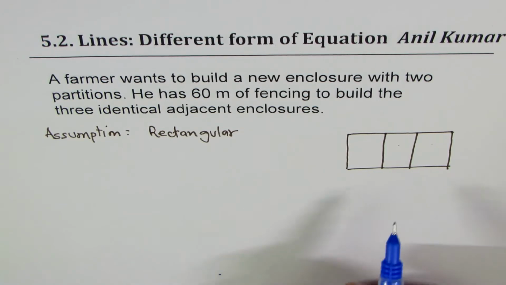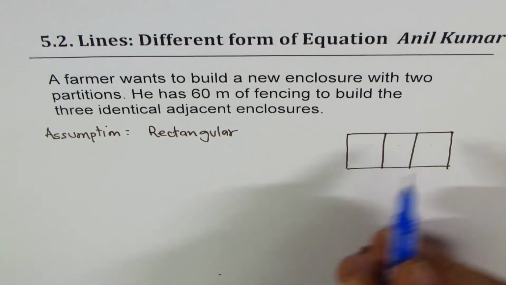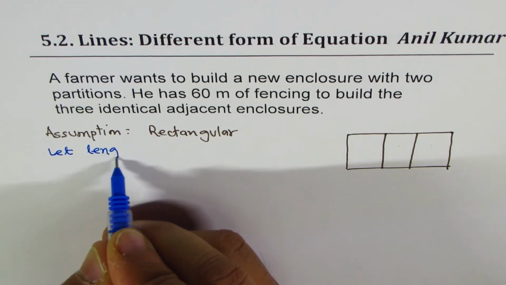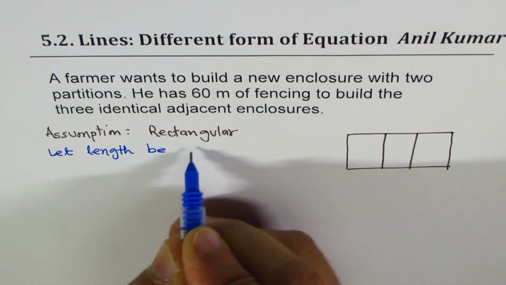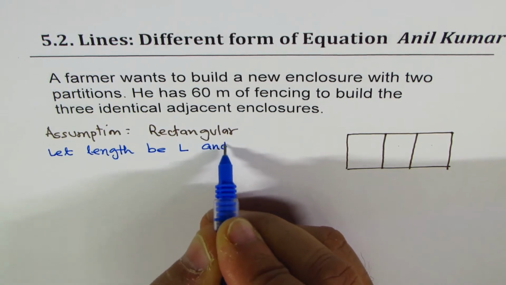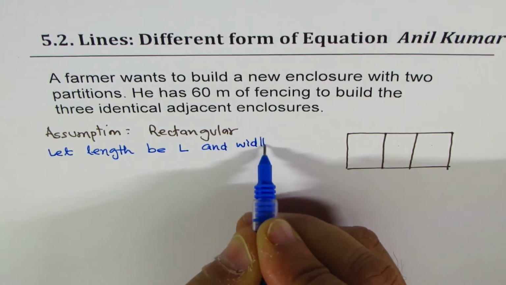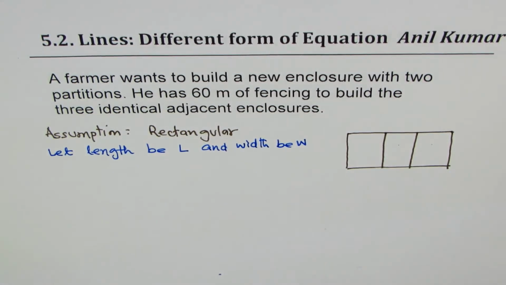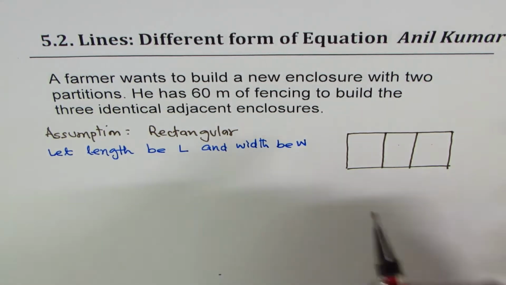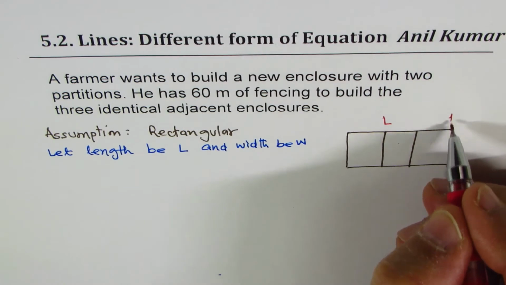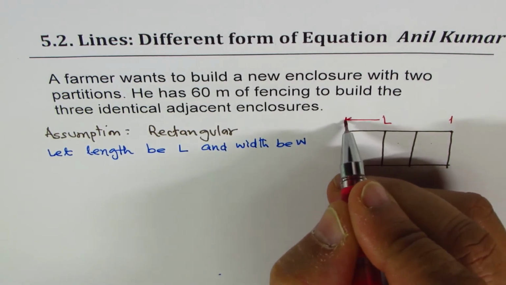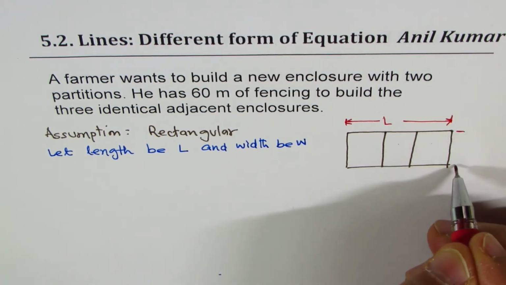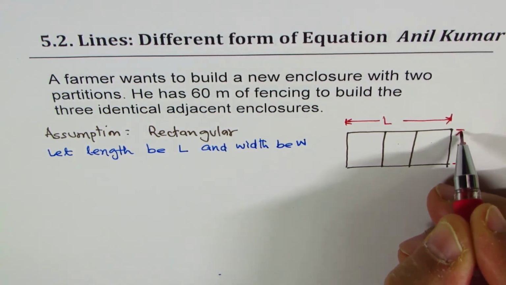Okay, now let's work on it. Let's define some variables. We say let length be L and width be W. So the length is L, that means the whole length will take this as L, and the width is W.